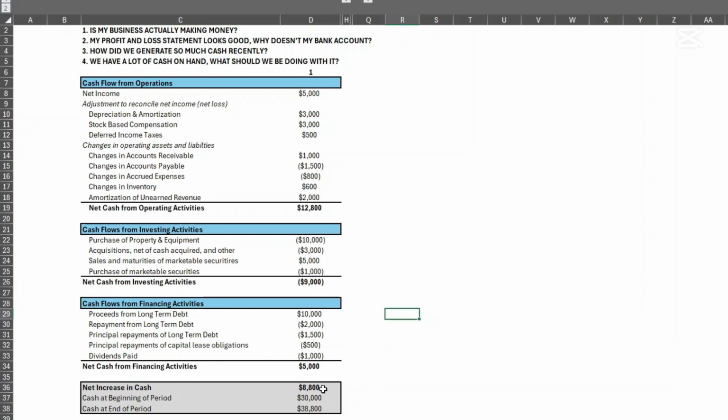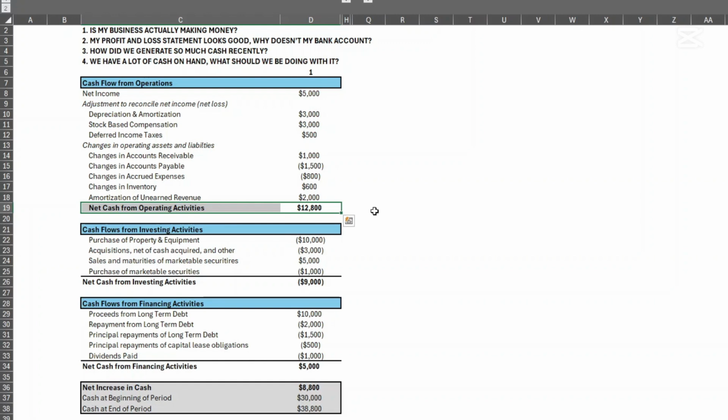We can see that the overall change for this month is $8,800. $5,000 of which is being contributed from the raising of some long-term debt. $9,000 of it is being used in our investing activities, mainly for the purchase of some property and equipment. And then we have $12,800 actually being generated by the operation itself.